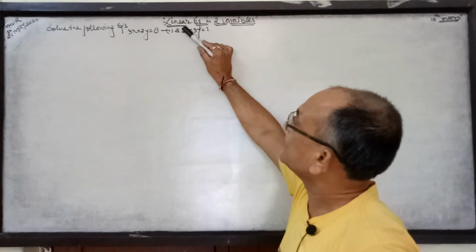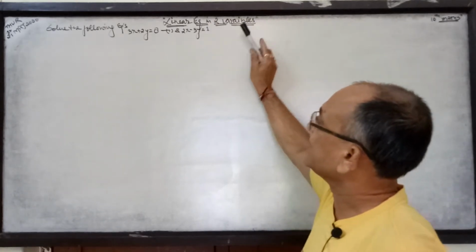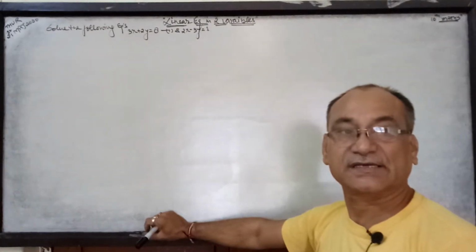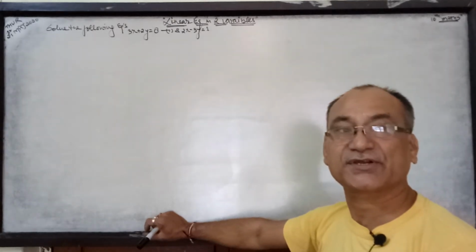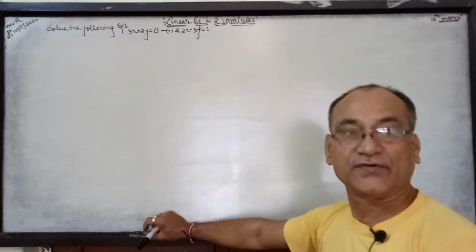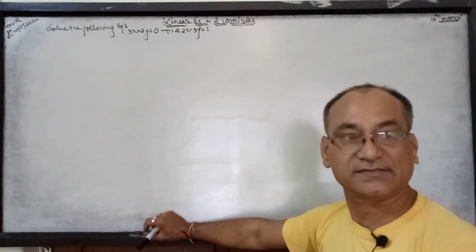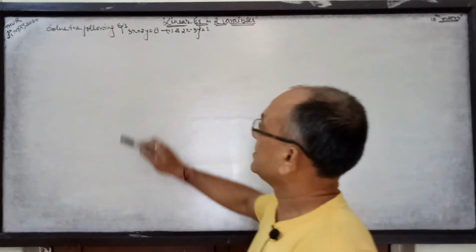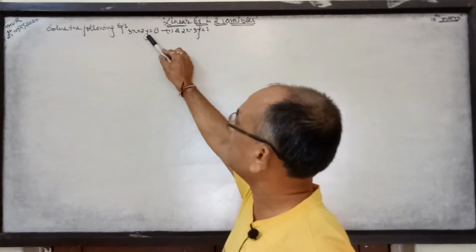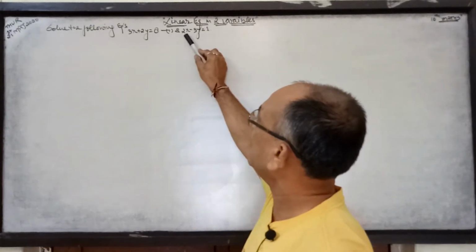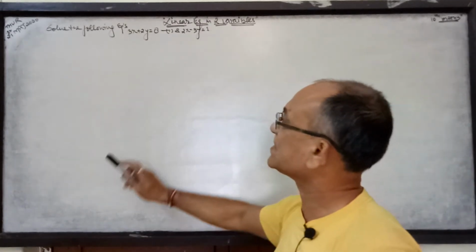Today I am teaching you the linear equation in two variables. Yesterday I had given the derivation for the cross multiplication method. Especially I have taken this question: solve the following equations 3x plus 2y equal to 8 and 2x minus 3y is equal to 1.